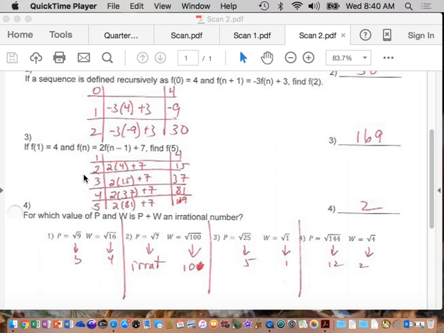There's my 4. Now I list the terms, 2, 3, 4, 5. So now I plug in the 4. This says to do 2 times the previous plus 7. So 2 times 4 is 8 plus 7 is 15. 2 times the previous, 2 times 15 plus 7 is 37. 2 times the previous, 2 times 37 plus 7 is 81. 2 times the previous, 2 times 81 plus 7 is 169. Okay?